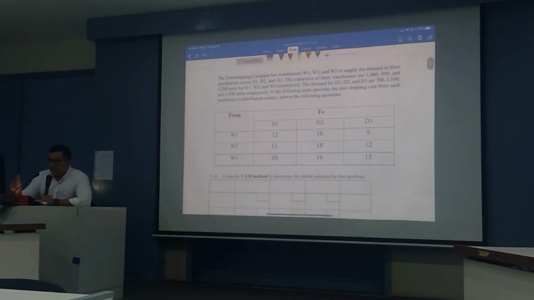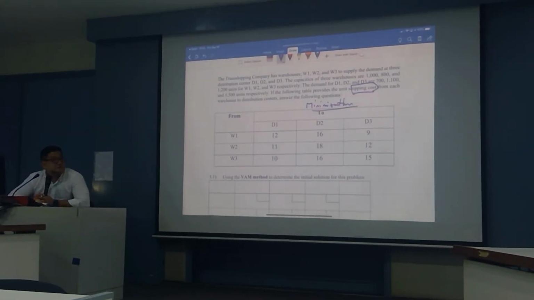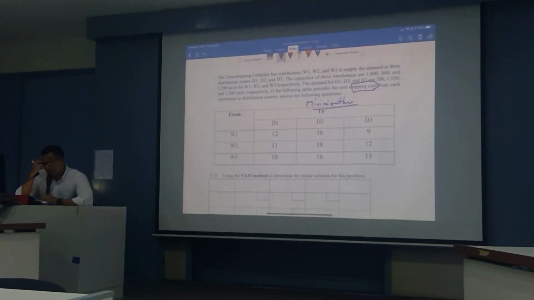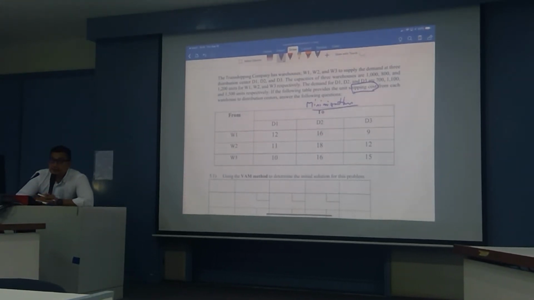So, when you look at the problem, the first thing you need to do is consider whether the problem is maximization or minimization. In this case, it talks about the cost, so it's minimization. First, check whether it's a maximization or minimization problem. Secondly, you need to check the total demand and total supply. For the warehouses, we have 1,000 here, 800, and 1,200.